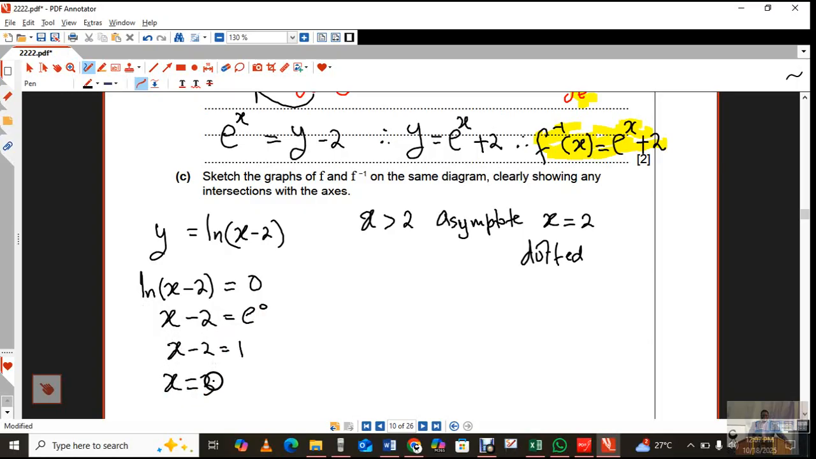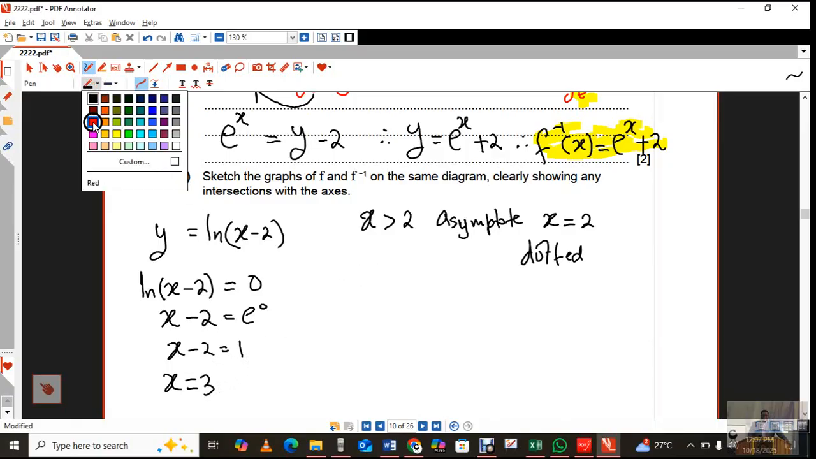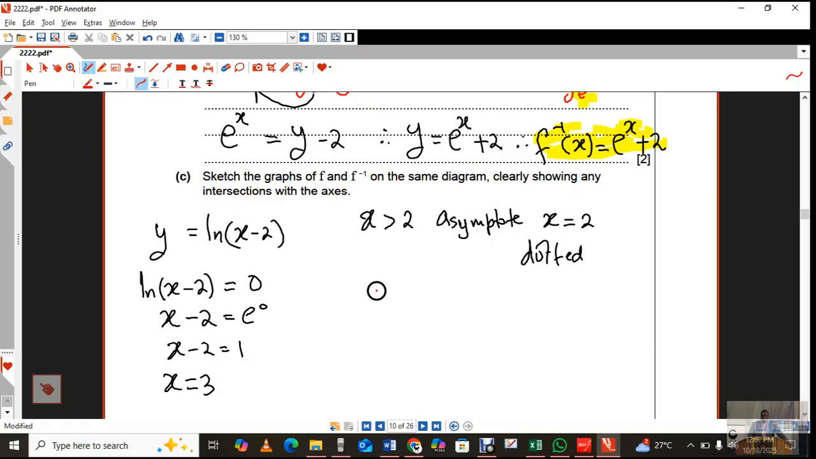So it will intersect at x equals 3. Now, the opposite is going to be the case. The inverse of this graph, right? This is f of x.